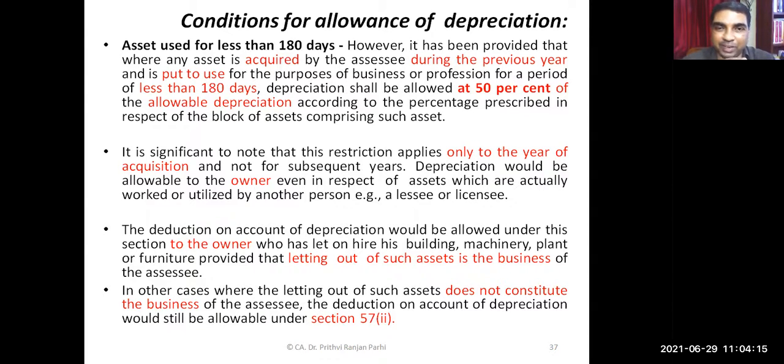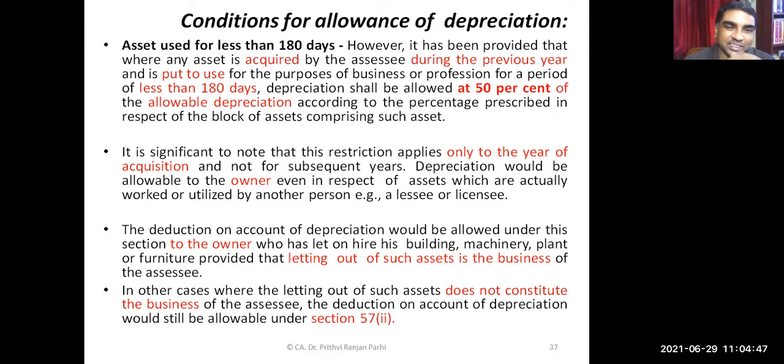Okay. And mind you, one more thing, this rate is allowed only in the year of acquisition. That means when you are acquiring the asset for the first time, that year you can avail this. Let us say one business purchases a car in the month of December. So he is using it for December, January, February, March, when the previous year ends. So for 4 months, the asset is put to use for less than 180 days, so 50% of the normal depreciation is allowed.